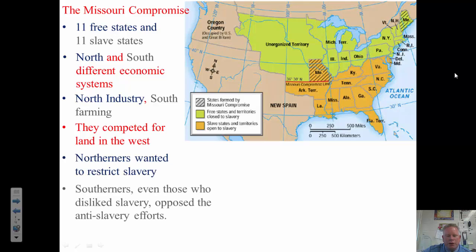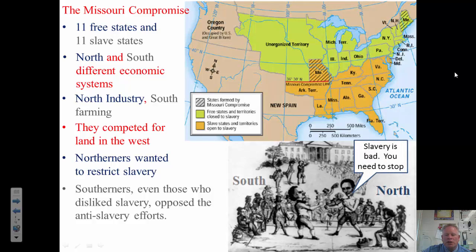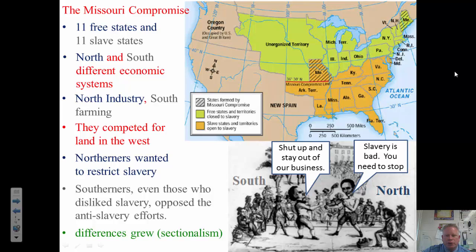So the Southerners, even those who disliked slavery, opposed anti-slavery efforts. Most of the people in the South did not have slaves, and they were those yeoman farmers. But when the Northerners started saying that the Southerners couldn't have slaves, they automatically said, yes, we can, because it's human nature. If somebody tells you to do something, you do the exact opposite. So the Southerners didn't like the Northerners telling them what to do. Slavery is bad. You need to stop. Shut up and stay out of our business. And that was kind of the feeling between the North and the South. So differences grew, and sectionalism lines were drawn.